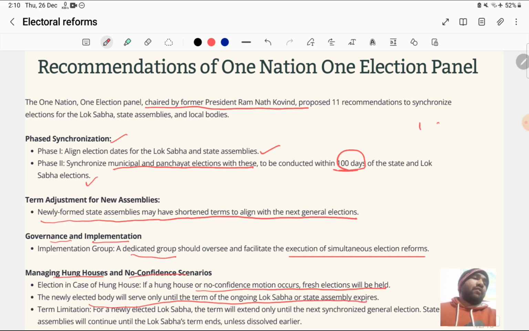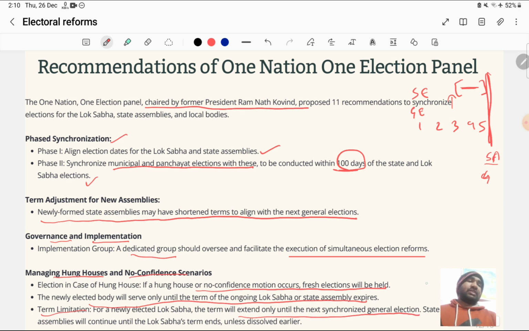Let us consider years 1, 2, 3, 4, 5, where general elections and state elections were conducted. Now let us consider that the state assembly falls due to no confidence in the third year. The new government will work only for the remaining 2 years, and then again simultaneous elections will be held for state assemblies and the general assembly. Term limitation: for a newly elected Lok Sabha, the term will extend only until the next synchronized general election. Exactly the same point that I told.